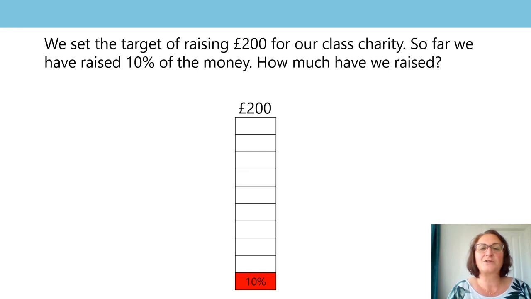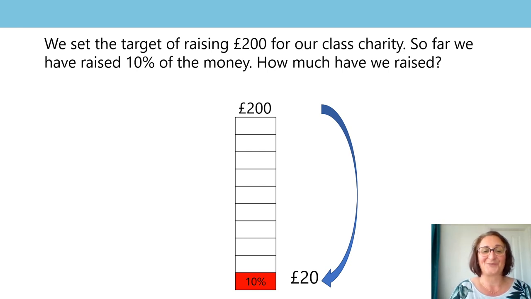Okay, so far we've raised 10% of £200. To find 10%, we must divide the total amount by 10. 200 divided by 10 is £20. So therefore, 10% of 200 is £20. Did you get it correct?